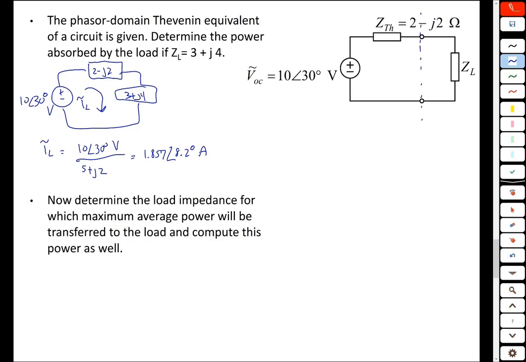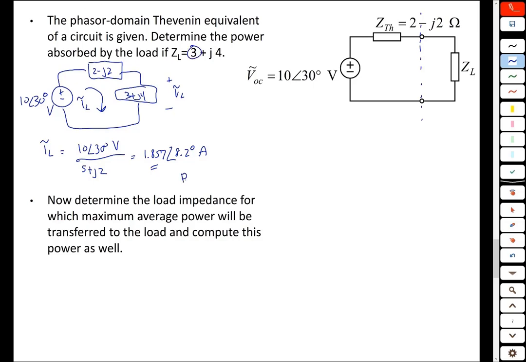So to find the power absorbed by the load, there are a couple ways you can do it. One, you could find the voltage across the load and then use the power equation. But we actually don't need to do that, because if you know the current through the load and you know the real part of the load, you can use the simplified equation.